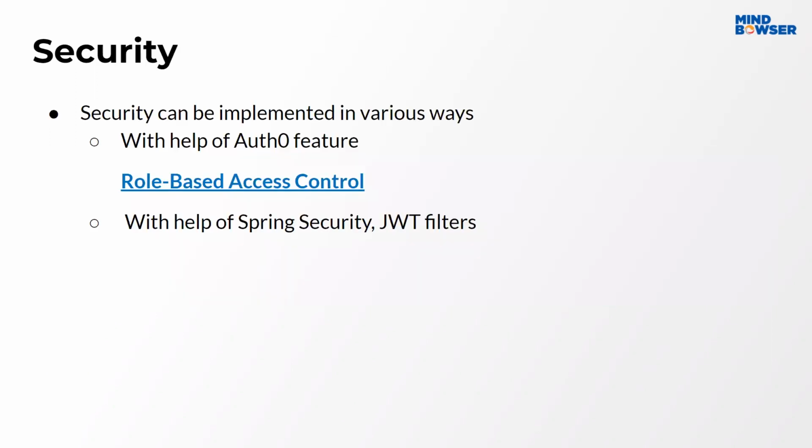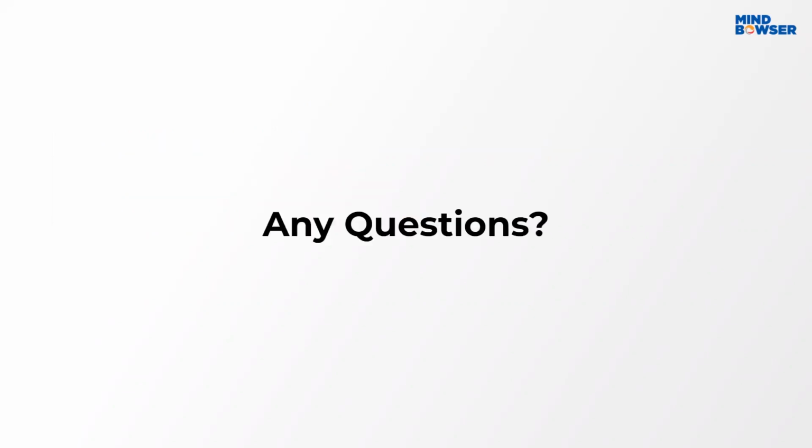Auth0 also provides good features like role-based access control and everything. You can use their own, or you can build your own security mechanism as per your requirement with the use of Spring Security and JWT filters. That's the minimal requirement to build your backend with Auth0. You can play around with other things as per your requirements to build up or enhance your security, but this is the minimal thing that you will need to create your backend application.